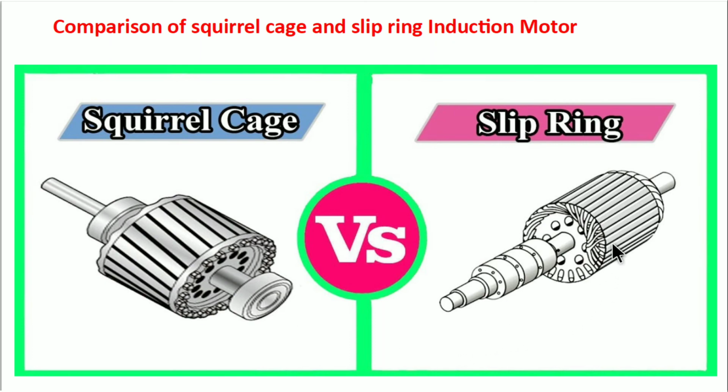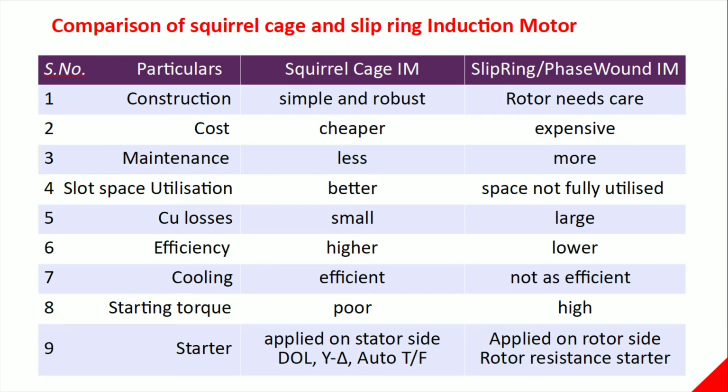And in the case of the slip ring induction motor, the windings are insulated wire windings made of enameled copper. Their coils are wound just like the stator winding, and then three ends are connected to make a star point, and the other three ends are connected to these three slip rings. This type of motor is called a slip ring induction motor, or a phase wound induction motor, because three phase windings are made in the rotor. Other differences we can see from this table.